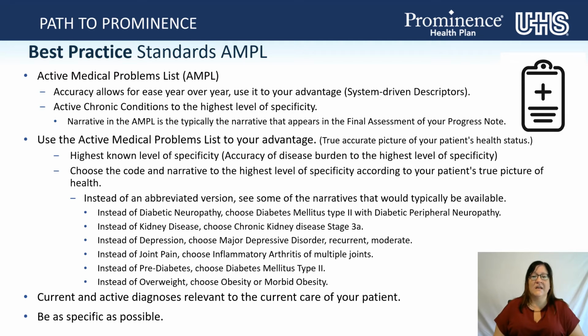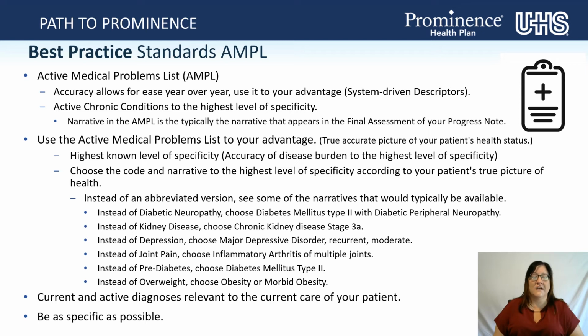The highest known level of specificity in your diagnosis codes. Accuracy of disease burden, right? Choose the code and narrative to the highest level of specificity according to your patient's true picture of health. Get those details into the narrative and use those details to drive your documentation. So instead of an abbreviated version, here are some narratives that would typically be available in your electronic health record for selection. Instead of diabetic neuropathy, choose diabetes mellitus type 2 with diabetic peripheral neuropathy.